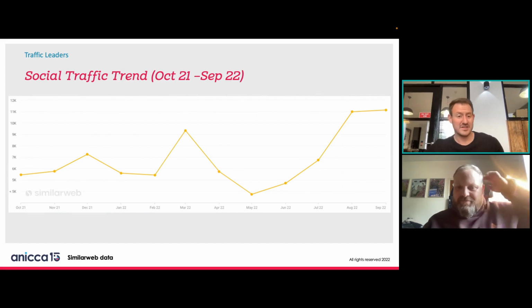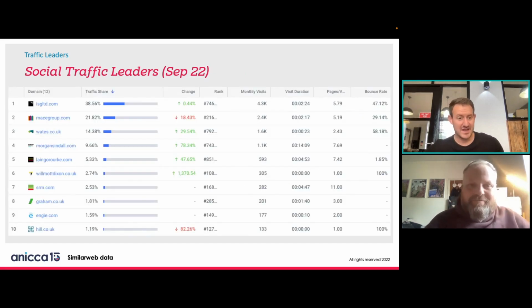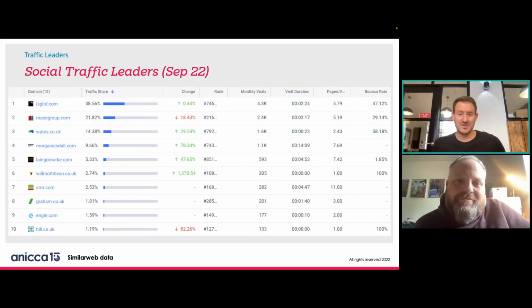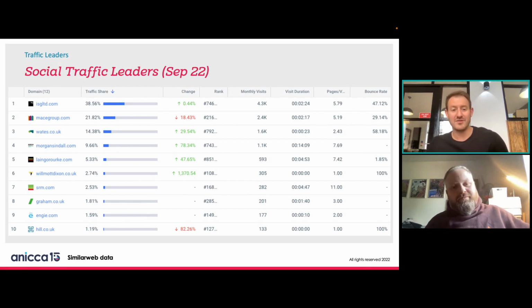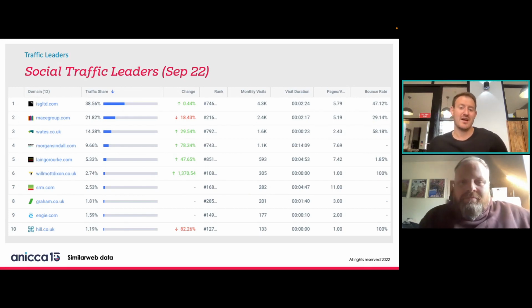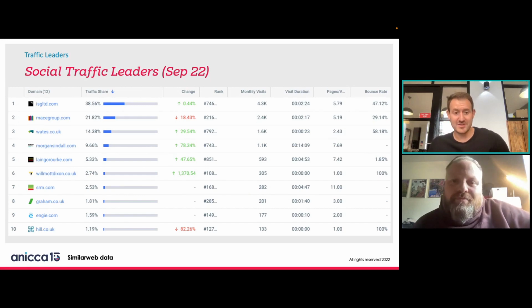It gives us an opportunity to take a look at the businesses here. ISG Group, as we already talked about in our marketing channel breakdown, are doing really, really well from a social point of view. 38% of the social traffic in our analysed industry is going to ISG Limited. That's 4.3 thousand visitors, 4,300, I should say. So performing extremely well.